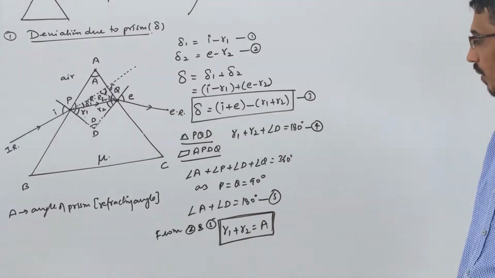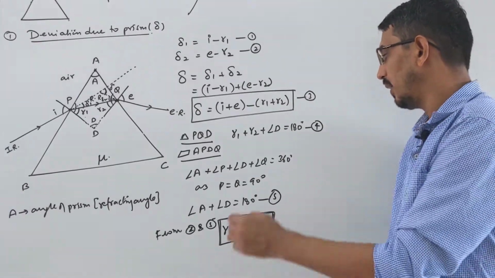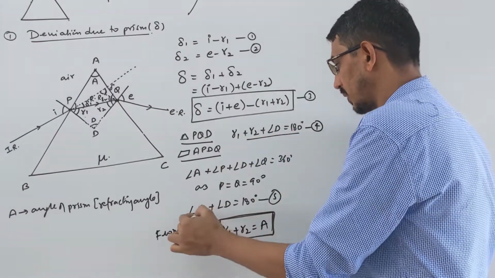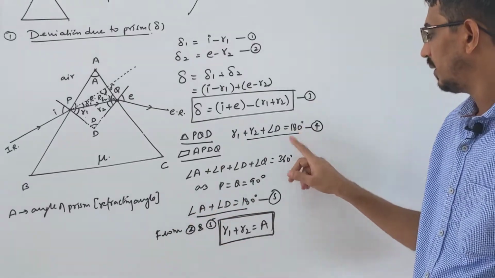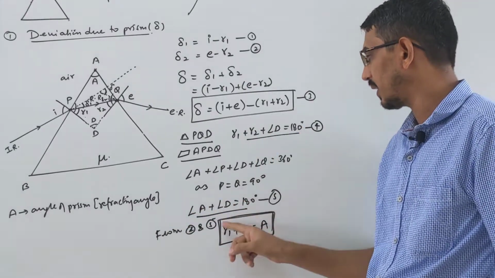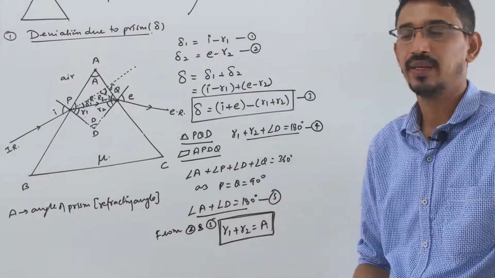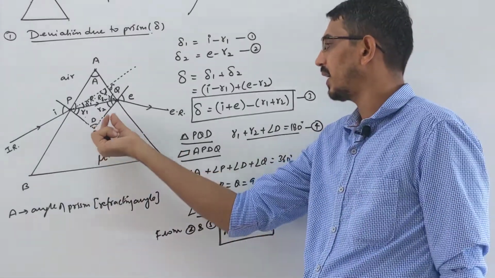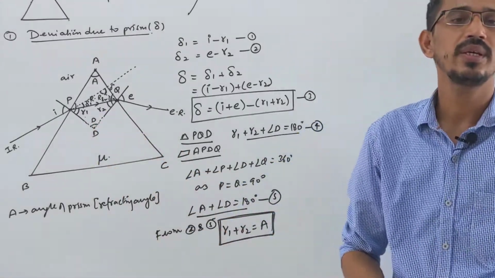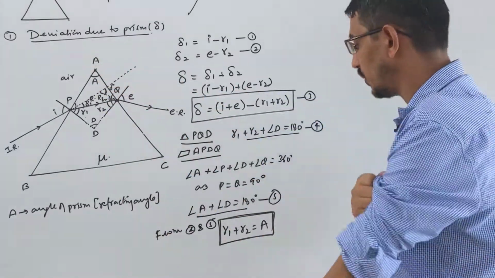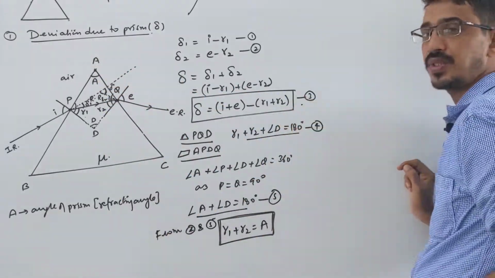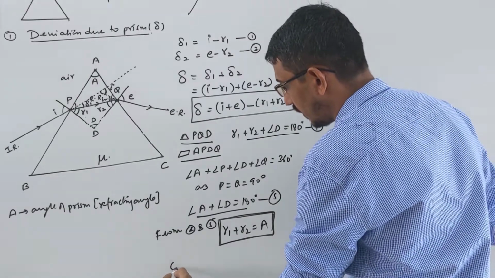Okay, what is the answer? I am equating this equation and that equation, hope you can see it. 180, that is also 180, so you can equate them. D gets cancelled. R1 plus R2 is what? Angle A. Means the sum of the two refracting angles is always equal to the angle of the prism. So in this you can now replace equation 3. So the general formula is this, you have to remember now.